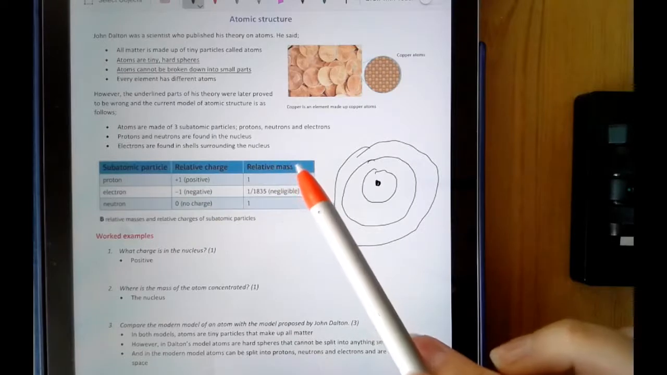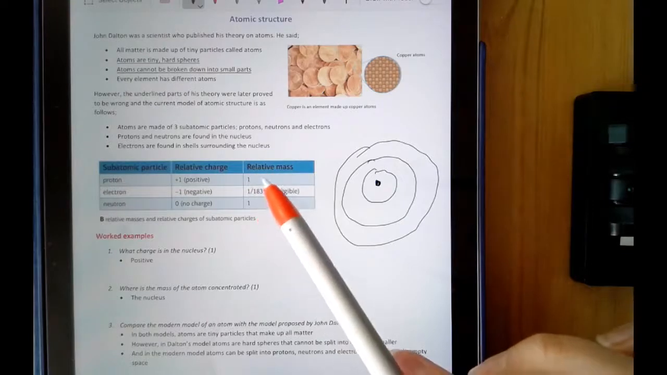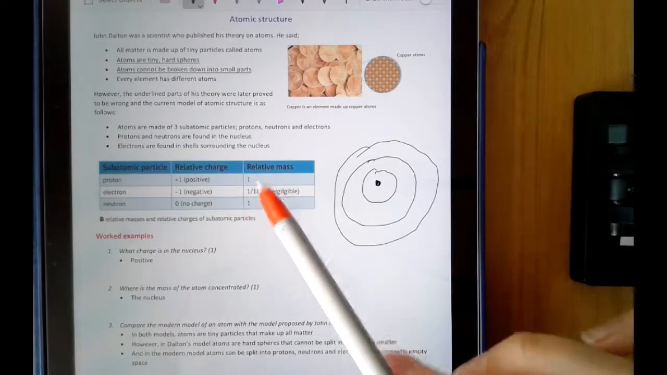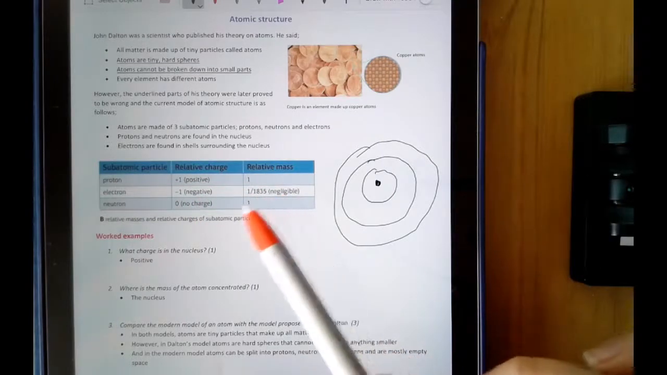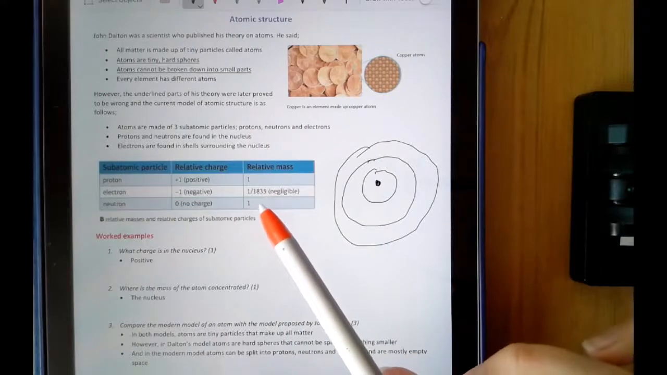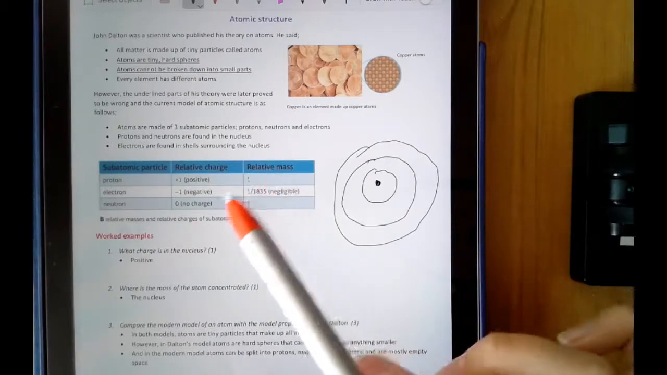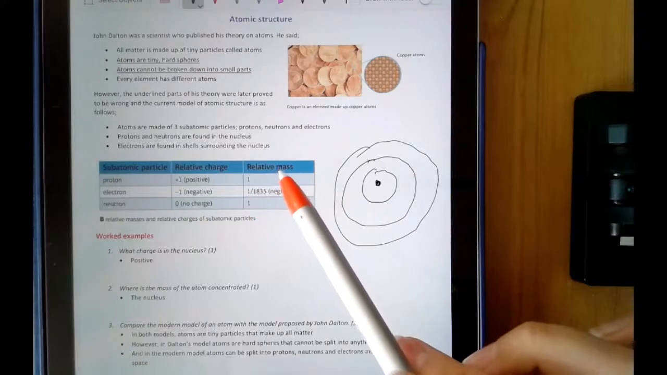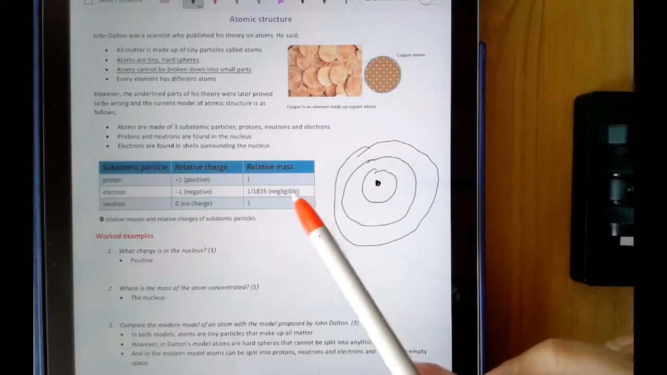When we're talking about relative mass, it's the mass compared to each other. Because protons and neutrons both have a mass of 1, that means that they have the same mass as each other. You'll see for the electron, it's written 1 divided by 1835. That tells you that the electron has a mass that is 1,835 times lighter than a proton and a neutron. Protons and neutrons are already incredibly light, so to be 1,835 times lighter means electrons are so light that we don't count them when we're looking at the mass of an atom. We say the mass of the electron is negligible, so light it's not even going to count.